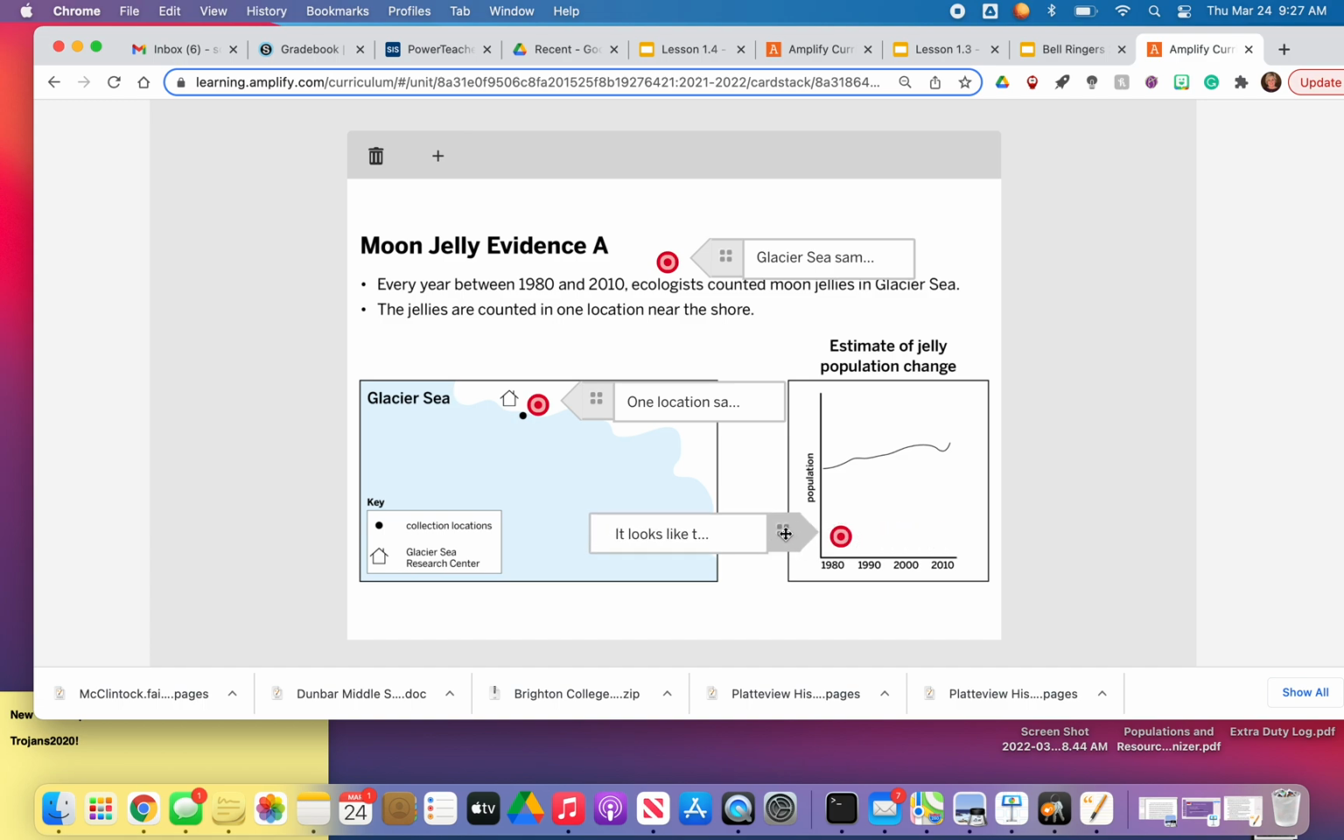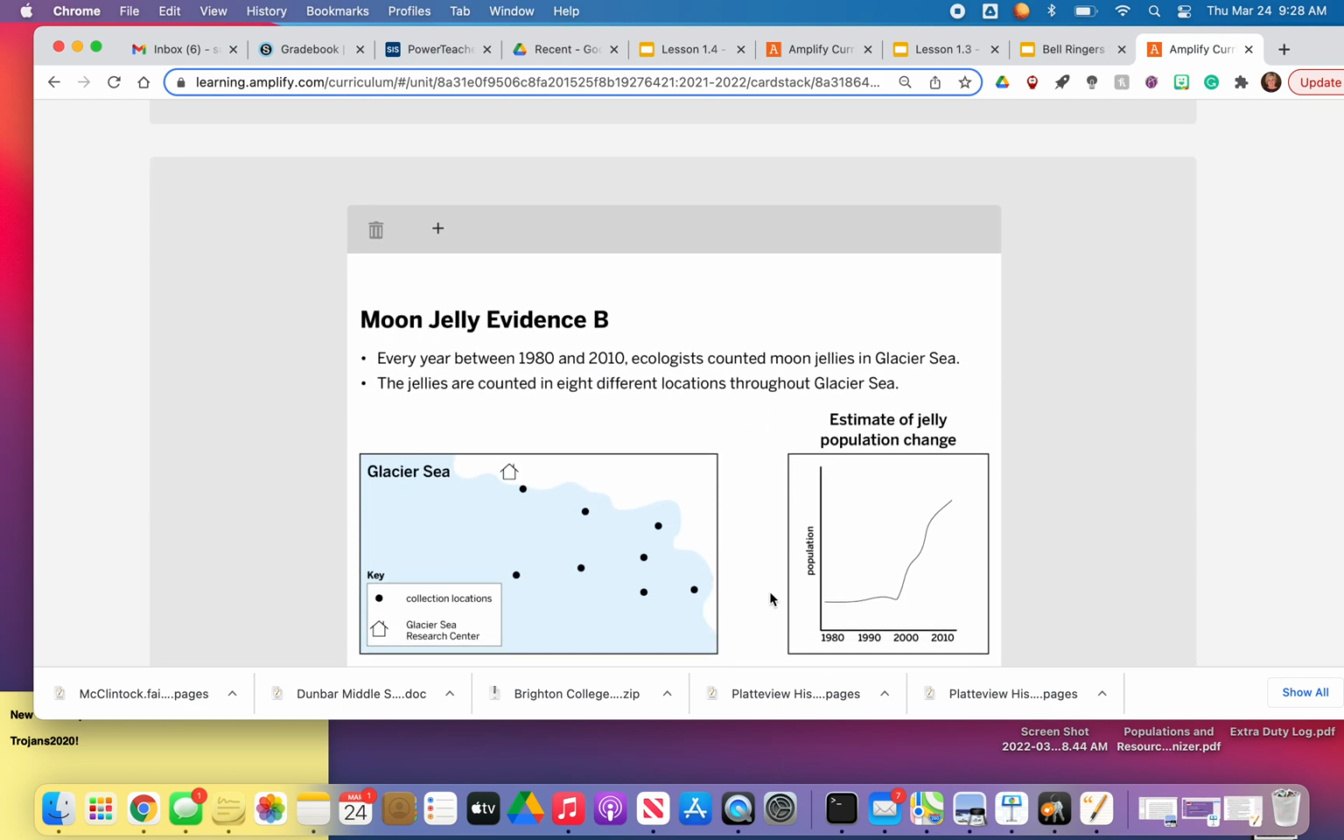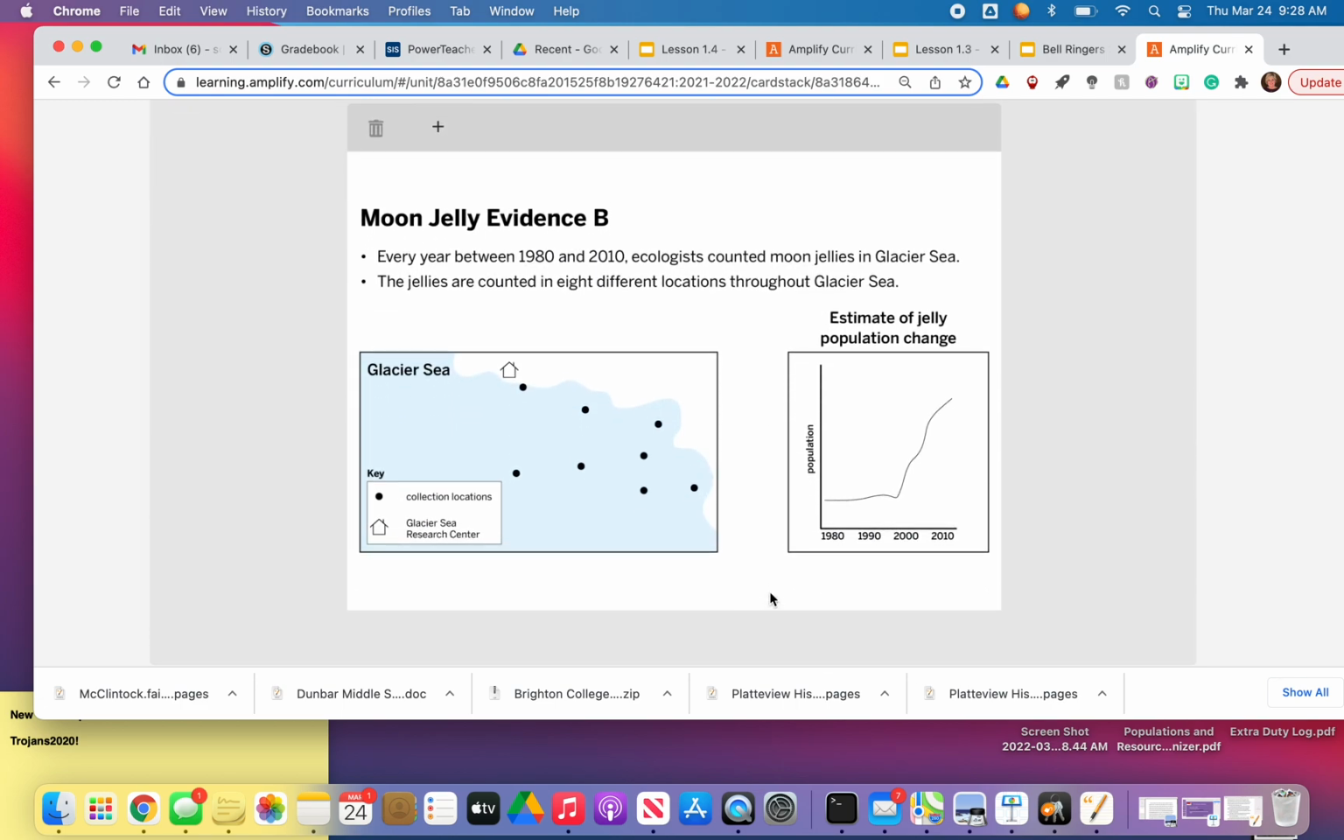If you need to, you can stop the video and go back to see what I wrote again. But basically, I'm just reminding myself how I'm going to interpret this graph. It looks like the jelly population remains stable, then increased gradually over 30 years. Okay. Now, I'm going to have you go ahead and do your annotations for Moon Jelly Evidence Card B.